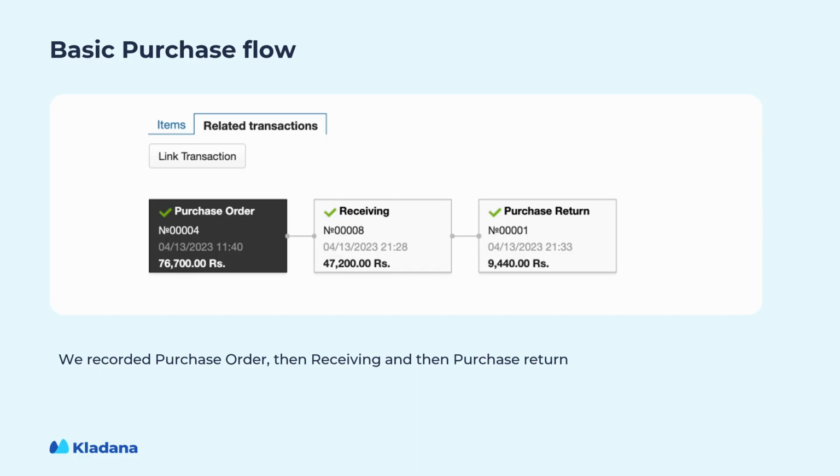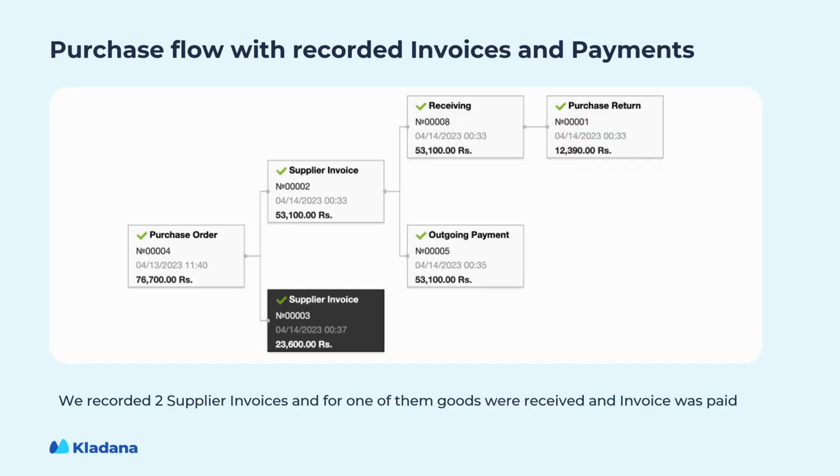We have created a basic purchase flow and looked at 2 important inventory reports. Our flow consisted only of 3 records: order, receiving, and return. But also you can record invoices and payments. All this can be done using add related button.